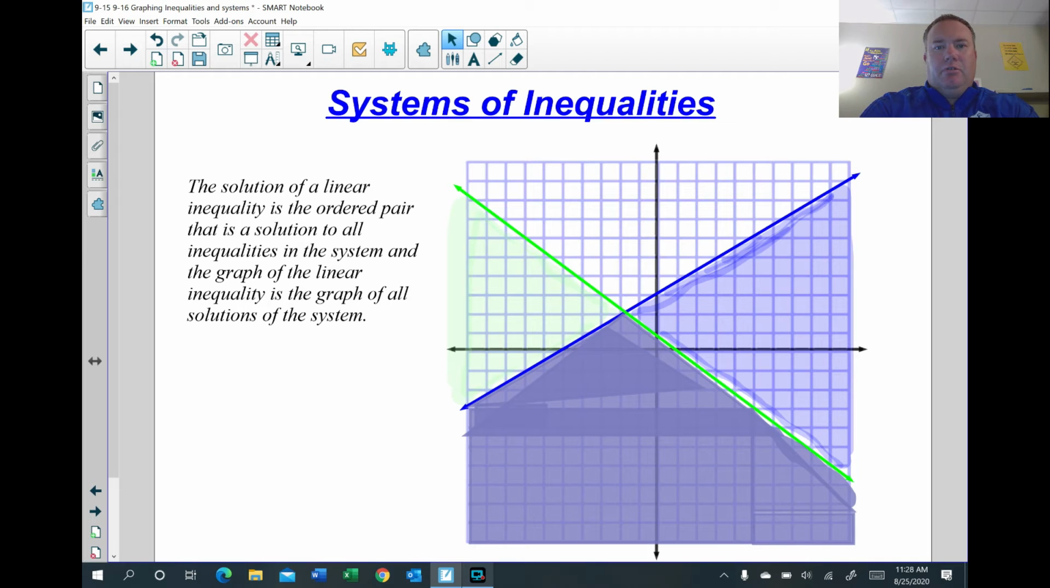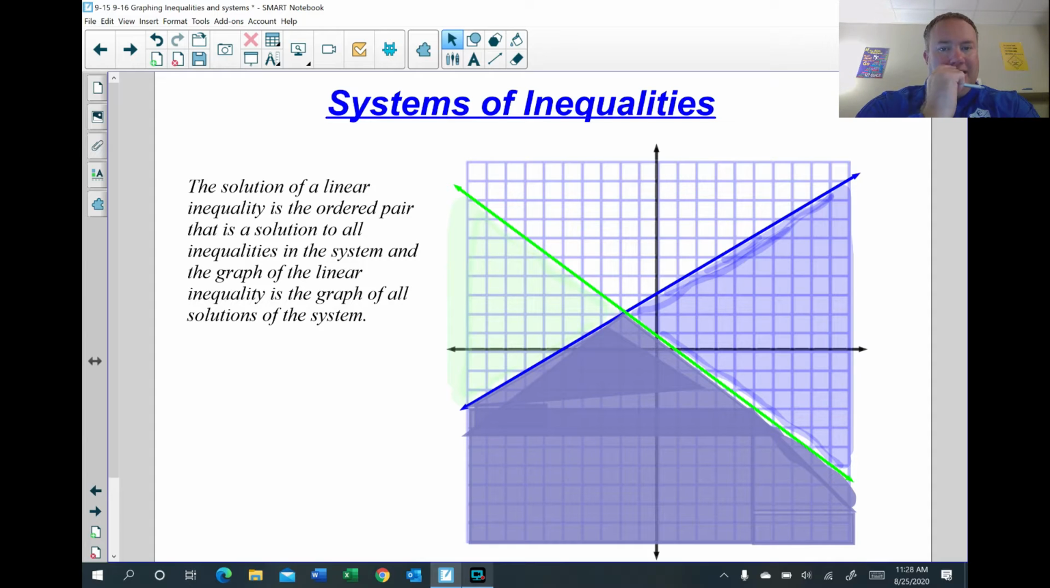Systems of inequalities and graphing them. We're talking about systems of inequalities now. When we talk about these systems, we're going to talk about how the solution changes when we go from one to two or more inequalities. When we talked about inequalities, the solution was an area or a region on a graph that satisfies that inequality. So it could be any point in that region.